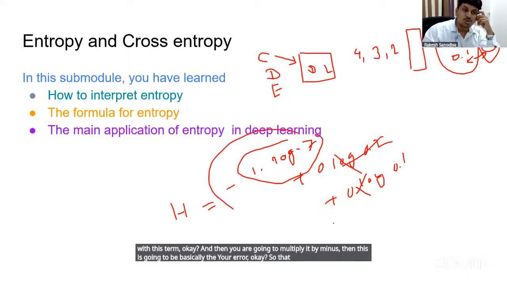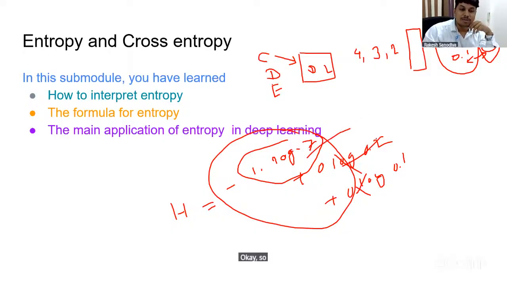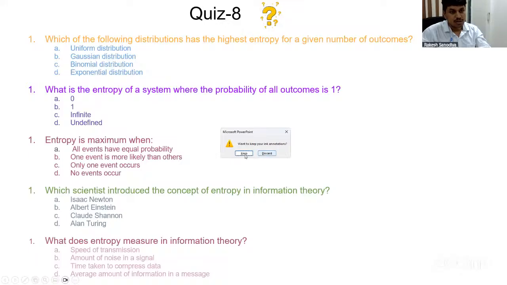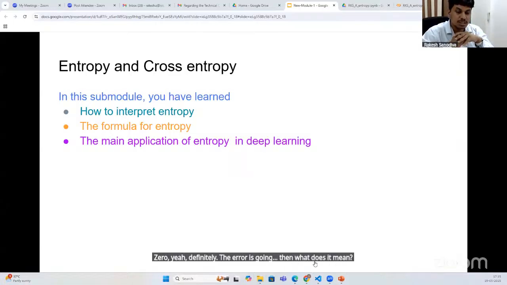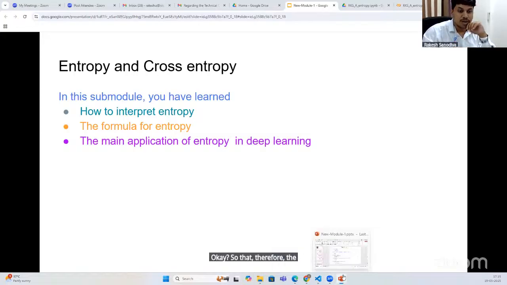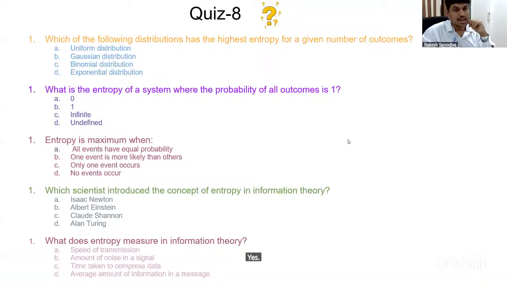That is what you would like to compensate. Let's say if it has predicted 1 instead of 0.7, then definitely what will be the error? Can you tell me? Zero. Yes, definitely the error is going to be zero. Then what does it mean? It means the model has learned; it is predicting the correct answer. It means the correct classification.